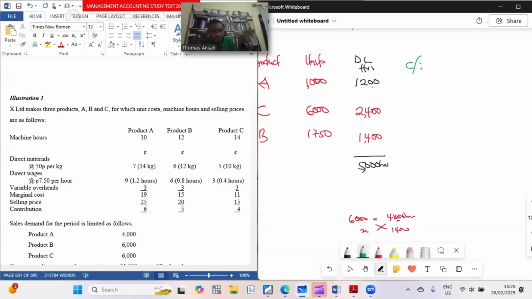So what is the contribution per unit for this? Here, product A contribution was 4. All right, contribution is 4. Product C, what is the contribution? No, product A contribution is 6.